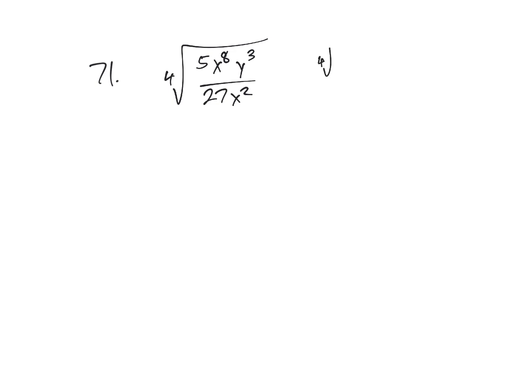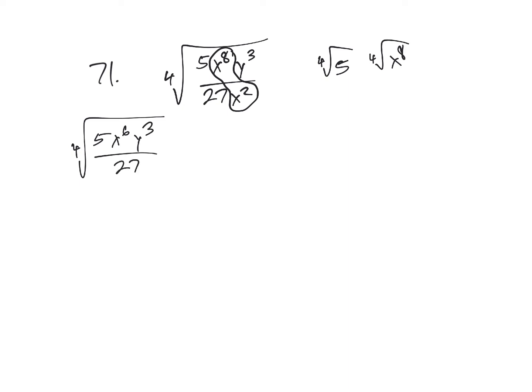I could do the fourth root of 5. I can do the fourth root of x to the 8th. And you could just keep going, okay? And that would be okay. Absolutely okay to do that if you want. What I would do first is look inside the radical and notice that I can reduce that. Okay? You can do anything at any time as long as certain rules have been applied. So what I have is the fourth root of 5x to the 6th y cubed all over 27.